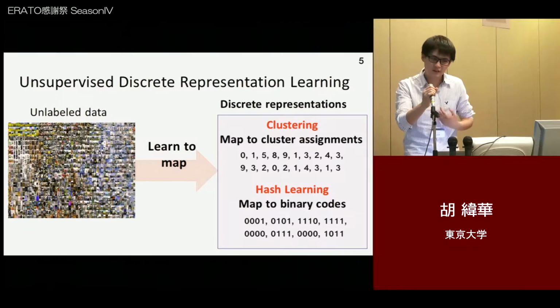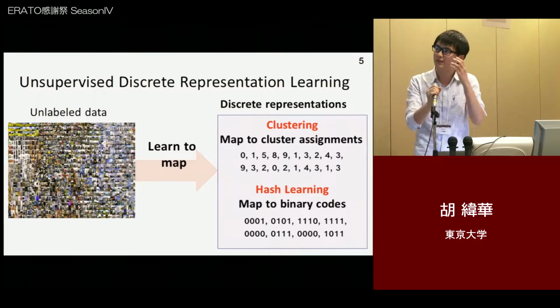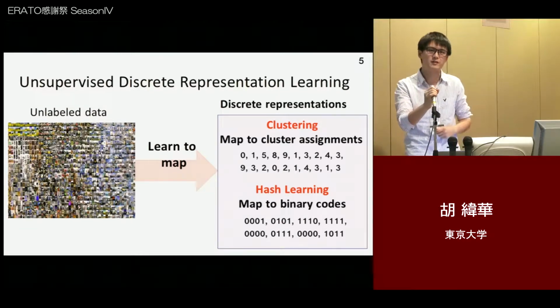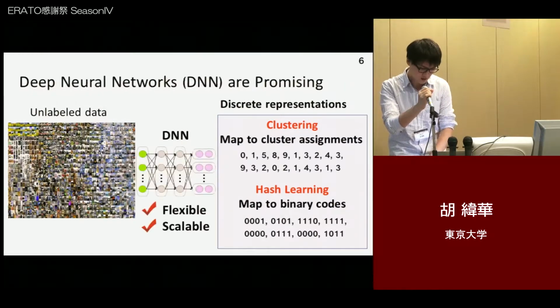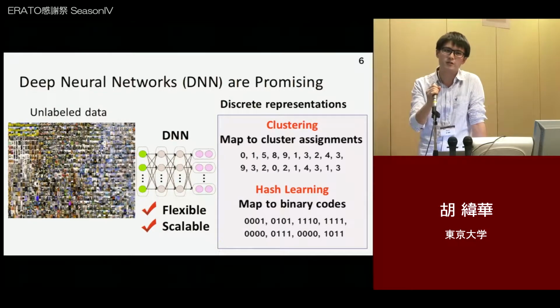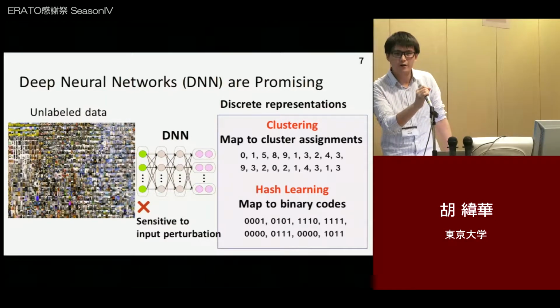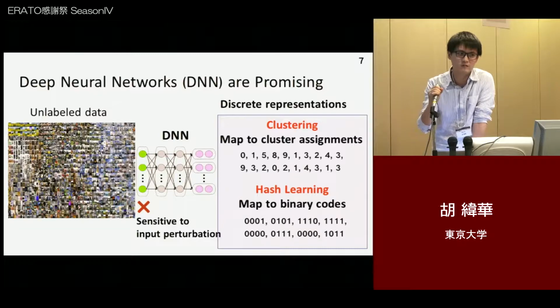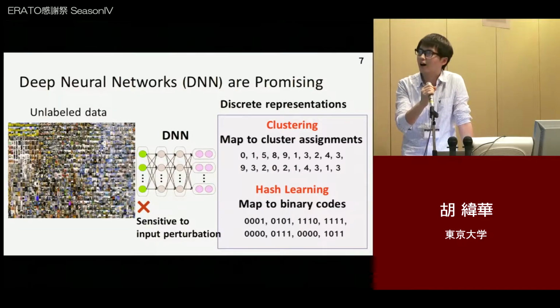And so now we want to model how to map this unlabeled data into discrete representations. So deep neural networks are promising to be used for this mapping function because they are flexible, they can model very complicated nonlinear functions, and also they can easily scale to large data sets. However, the challenge of using deep neural networks for this mapping function is that the predictions of deep neural networks are often sensitive to input perturbation.